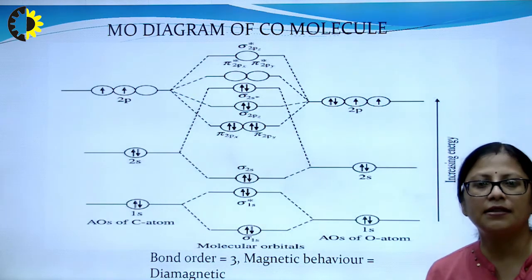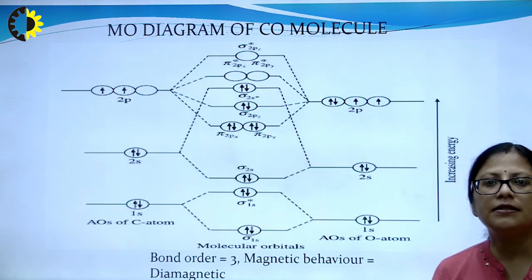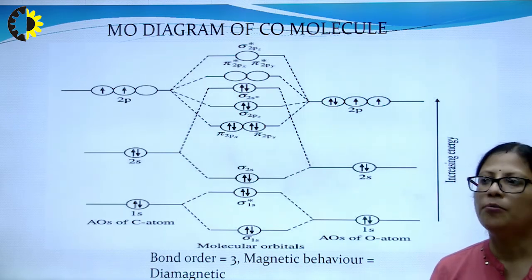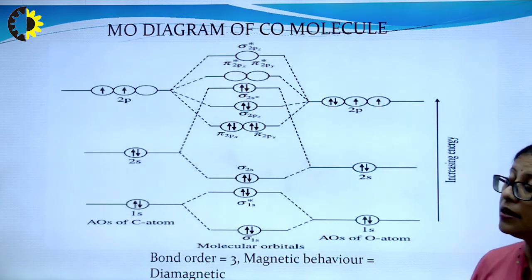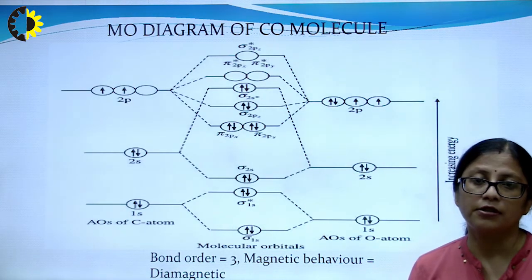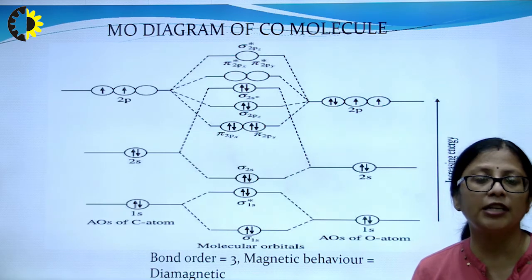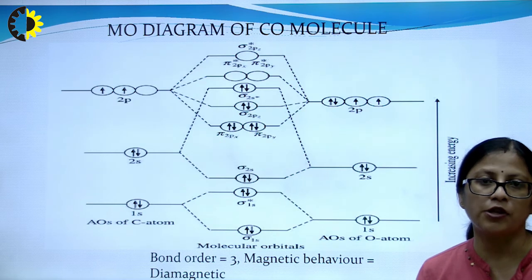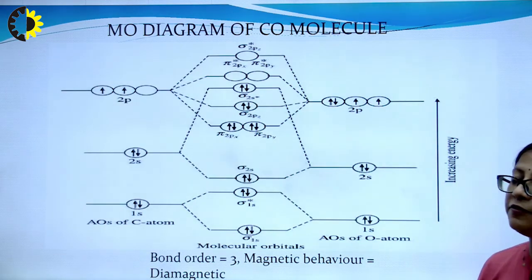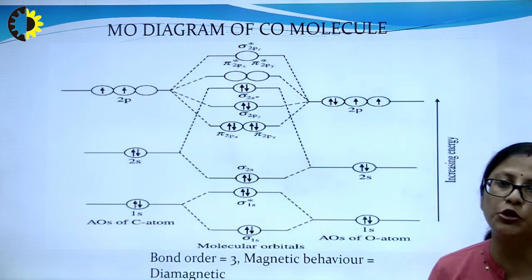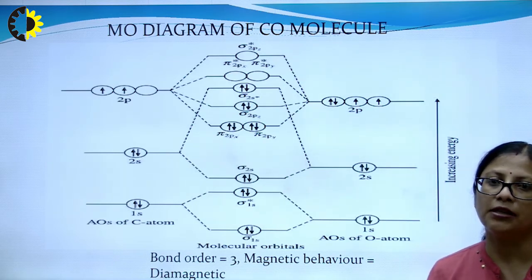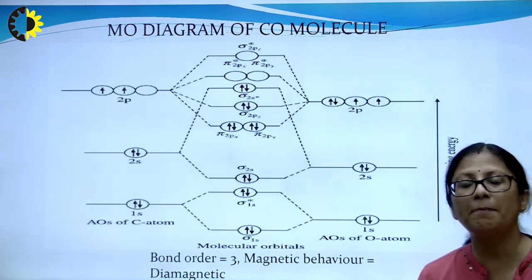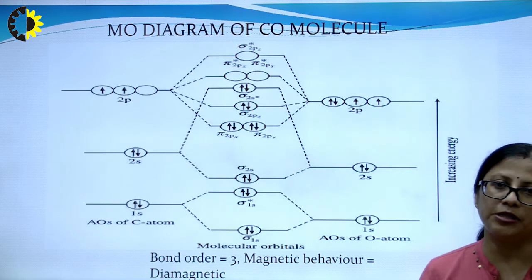Now, the next example is the carbon monoxide molecule. In this case, carbon has a total of 6 electrons, whereas oxygen has a total of 8 electrons. So, after combining, the total number of electrons is 14. Therefore, the order of the filling will be the first one, that is with interactions of the 2s and 2p orbitals. As a result, the pi 2p orbitals will be lower in energy in comparison to the sigma 2p orbital.